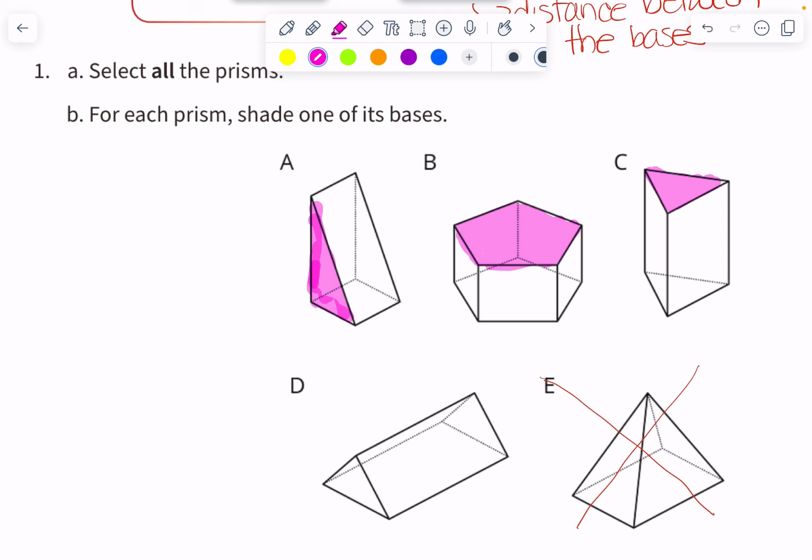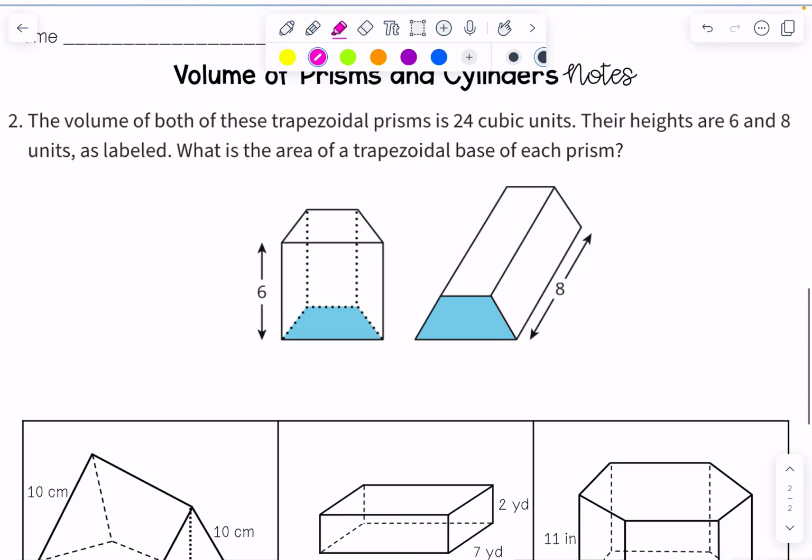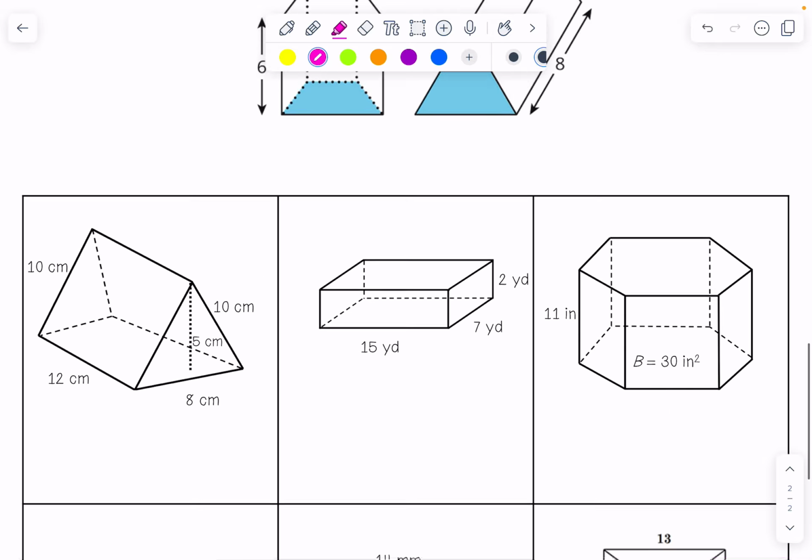D is also a triangular prism, all right? So again, notice the triangles aren't on the bottom here, but they're still what we consider the bases, okay? And so the purpose of that is, again, just to understand that when we're figuring out the area of the base, it's not always the area of the bottom side, it's the area of one of those two parallel congruent sides. All right, we're gonna skip number 2 right now.